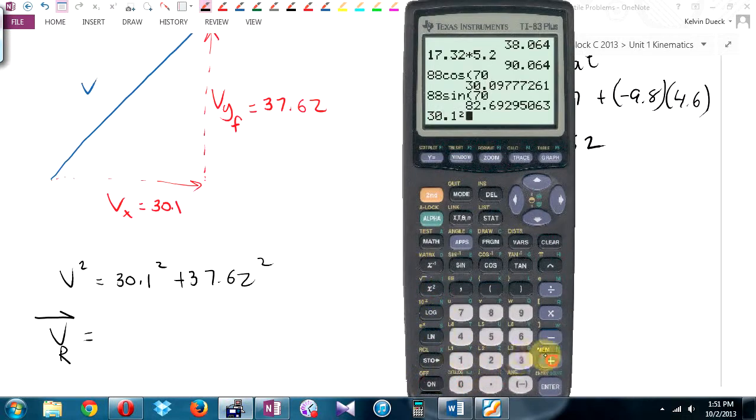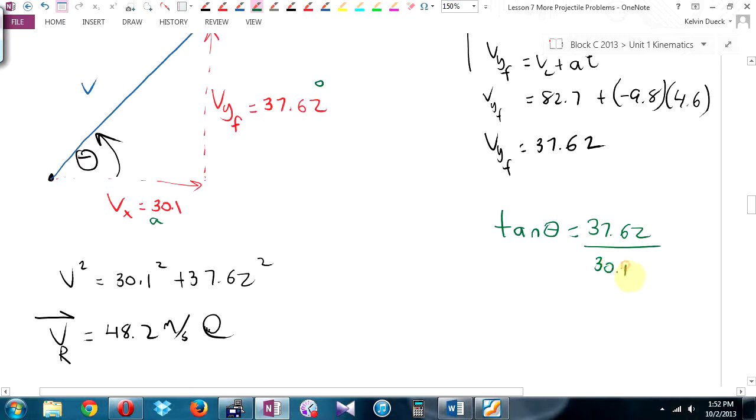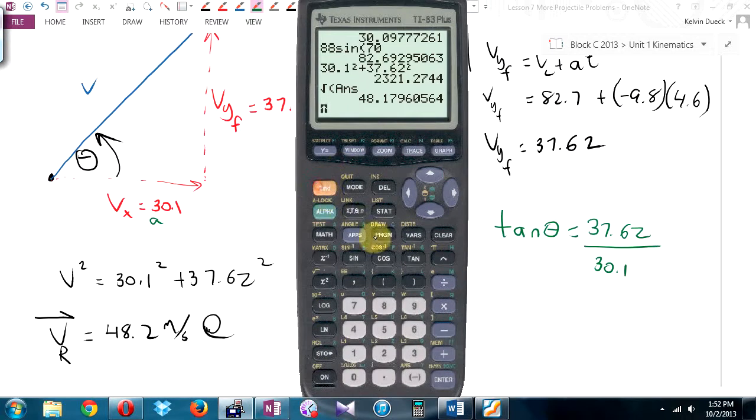30.1 squared plus 37.62 squared. What the? Oh, square root. 48.2 meters per second at. Go back to where your vector is starting from, right there. There's my direction. There's my theta. I think I can use tangent because I think it's opposite over adjacent. Inverse tan of opposite over adjacent. Do you get 51.3 degrees?